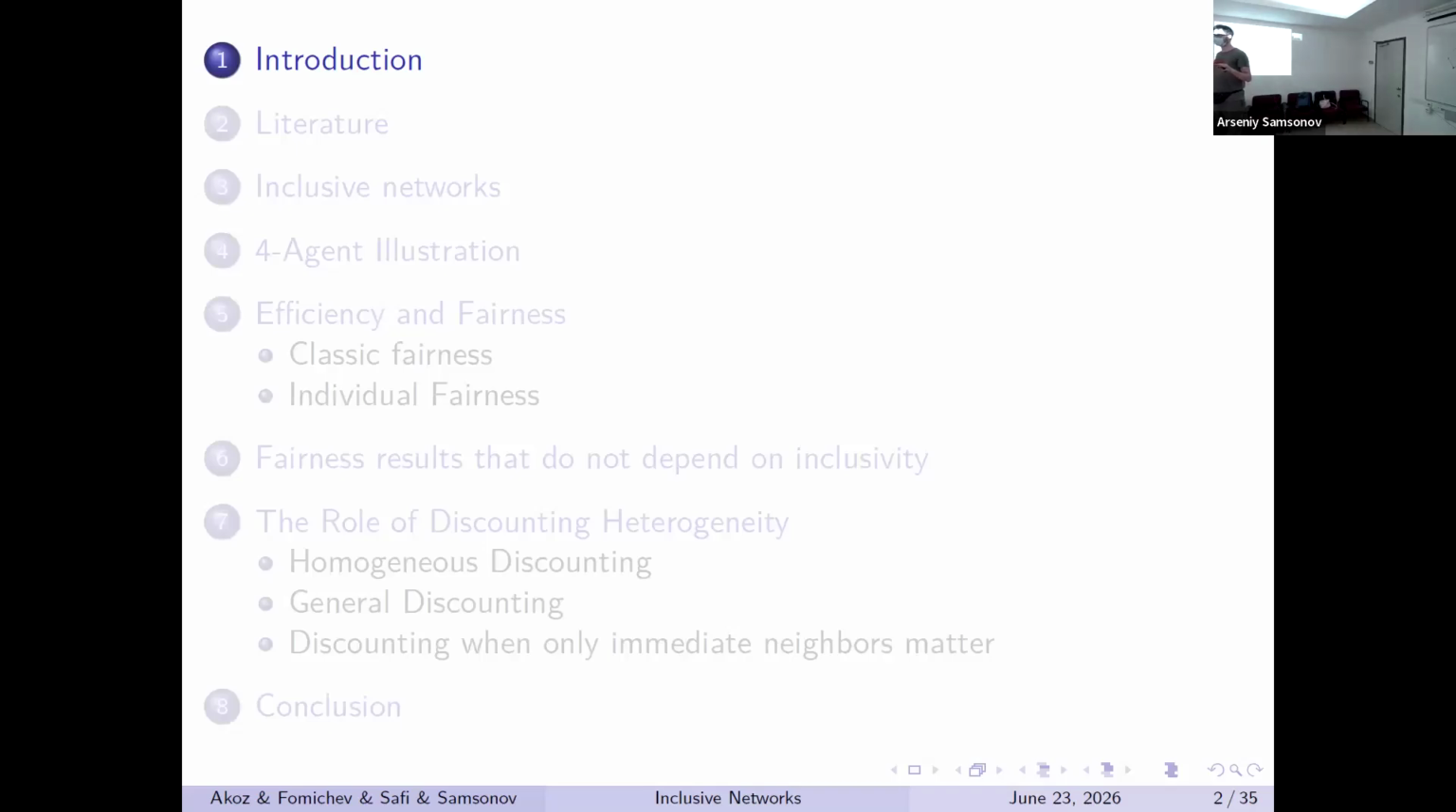Many results here. I think we won't have time for all of this, but here's the rough content. Intuitively, the paper is about fairness and efficiency of allocating resources among network agents. And I'll tell you later what all these concepts mean. So I'm just reading to you now.